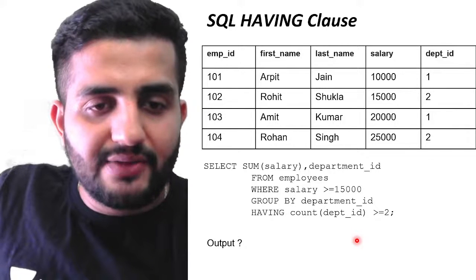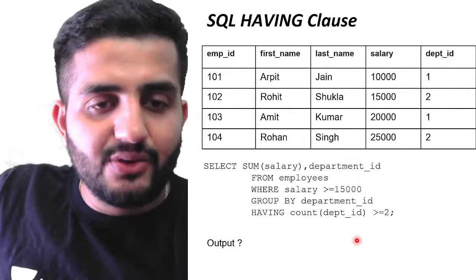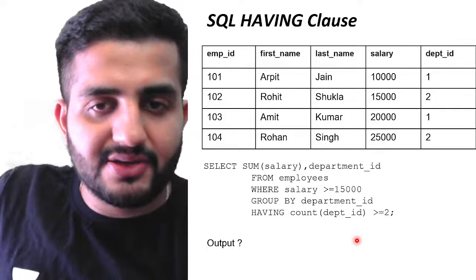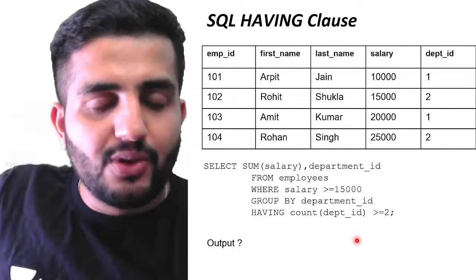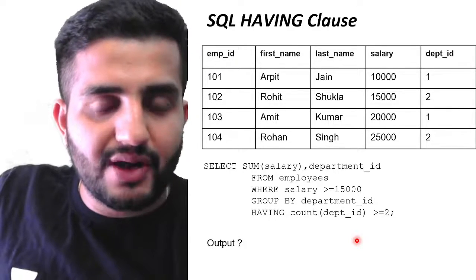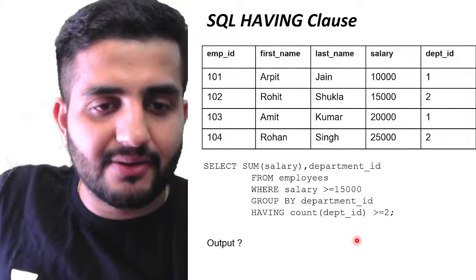और किसी को कोई क्वेश्चन? एनीथिंग इज क्लियर? नहीं, वेयर यूज नहीं कर सकते कुशल की जगह, हैविंग की जगह पे. आई हैव सेड वेयर कैन ओनली बी यूज्ड बिफोर ग्रुप बाय. इफ यू राइट वेयर आफ्टर ग्रुप बाय, इट विल गिव यू सिंटेक्स एरर.